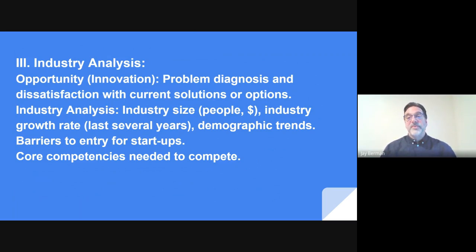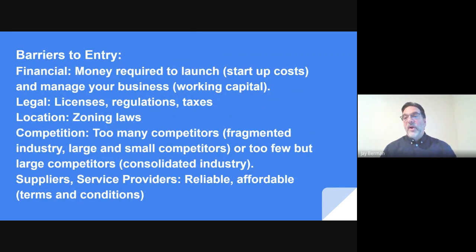You want to also discuss the barriers to entry for startups, new companies, and also what are the core competencies that you need as a company to compete in that particular industry. So let's talk about the barriers to entry. The biggest barrier for the vast majority of people who want to start their own businesses is money. It's a financial barrier. In other words, there are 2 types of money. The money required to launch the business, which is the startup cost, and the amount of money you need to actually manage a business, which is what we call working capital.